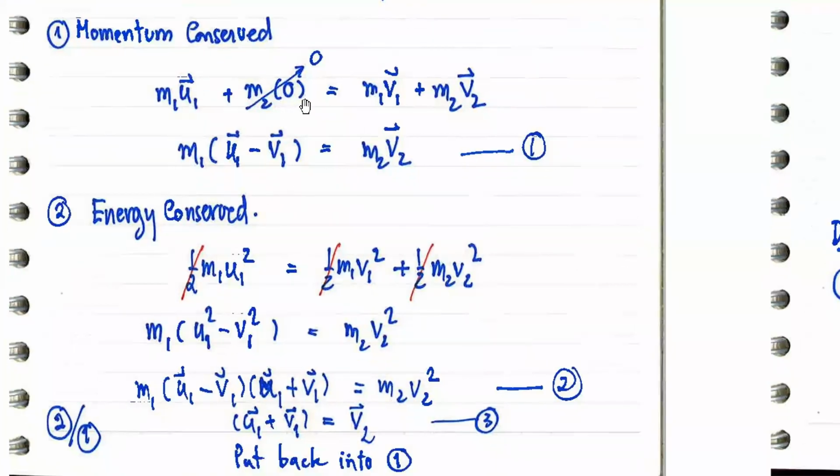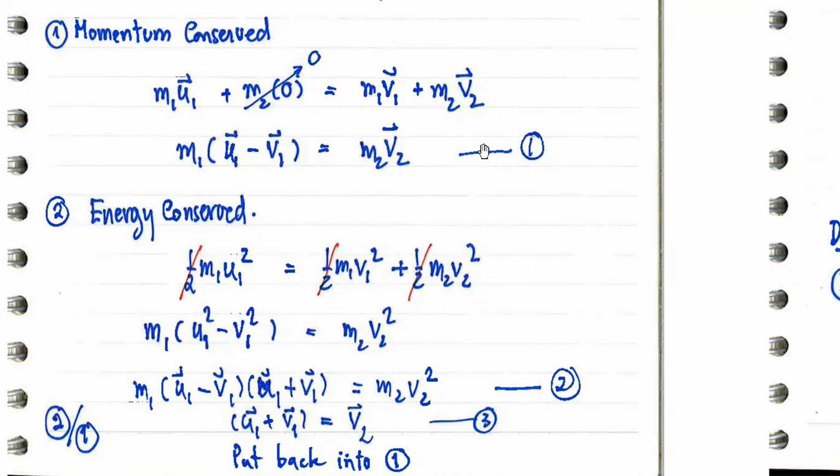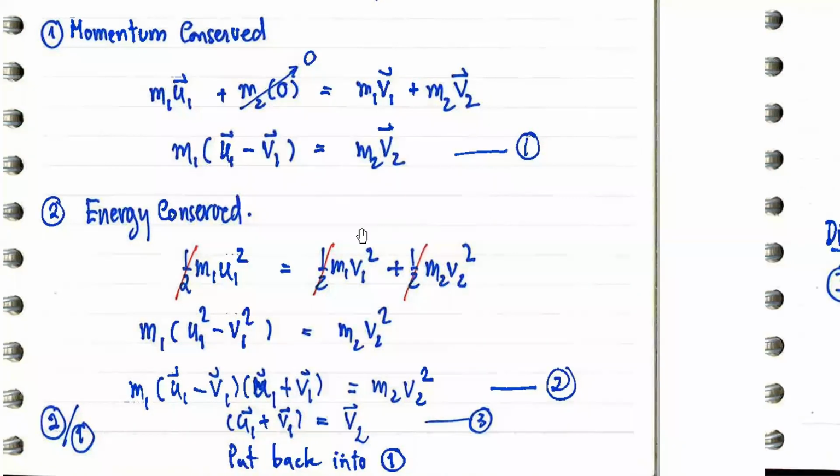If the momentum is conserved, this is 0. So I move everything with a subscript 1 to one side and subscript 2 to the other side. So I get m1 times (u1 minus v1) equal to m2 v2. This is the first equation.